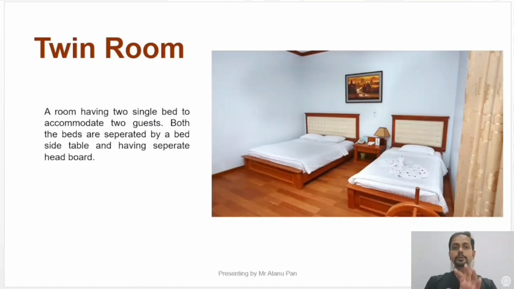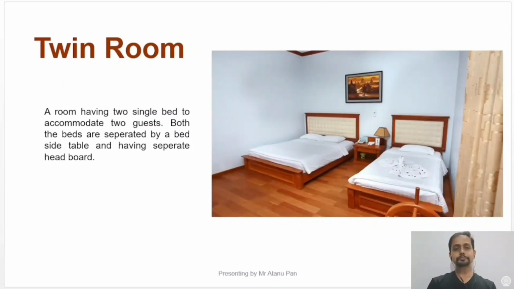Here in the picture you can see that two single beds are there and they have separate headboards. This is a very important point, the headboards. Always remember this: two different single beds having two separate headboards, and both the beds are separated by a bedside table. One bedside table will be at the center. This type of room can accommodate two guests, two single beds for two guests.